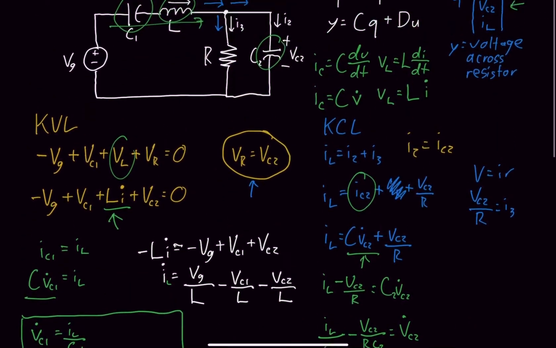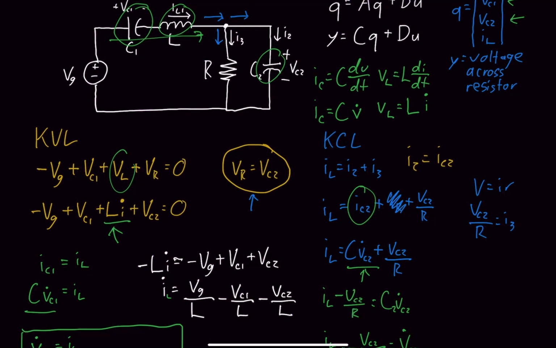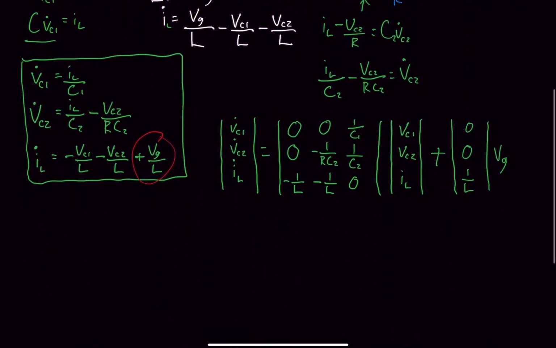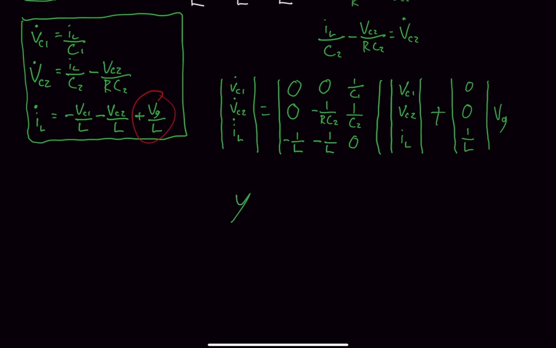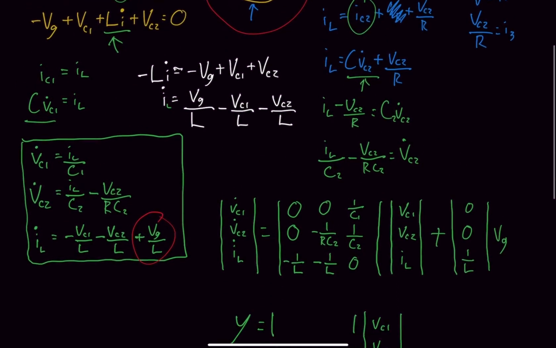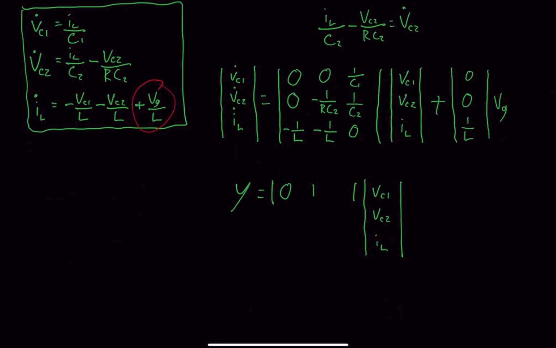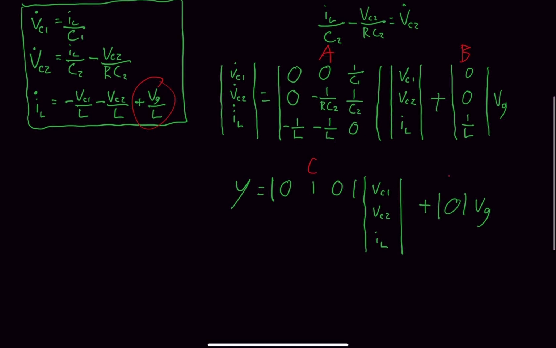Cool. So our Y is the voltage across our resistor, which we know is VC2. Let's write that. Y equals, with VC1, VC2, IL, and since the resistor equals VC2, we're going to have a matrix of 0, 1, 0. And because there's no forcing function at the end, we have 0 for VG. So this is our matrix A, this is our matrix B, matrix C, and this is our matrix D.